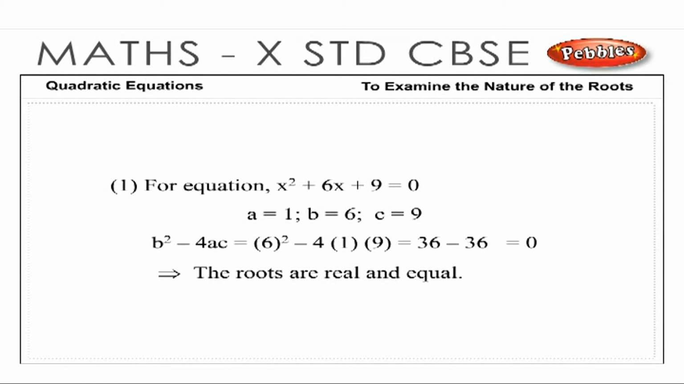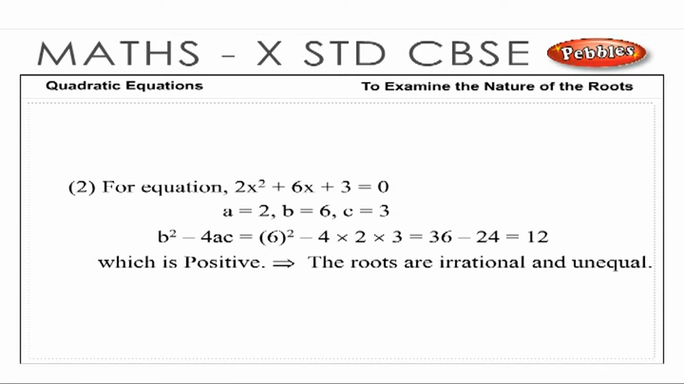First, for the equation x square plus 6x plus 9 is equal to 0, a is equal to 1, b is equal to 6 and c is equal to 9. b square minus 4ac is equal to 6 square minus 4 into 1 into 9, which is equal to 36 minus 36, which is equal to 0. This implies the roots are real and equal.